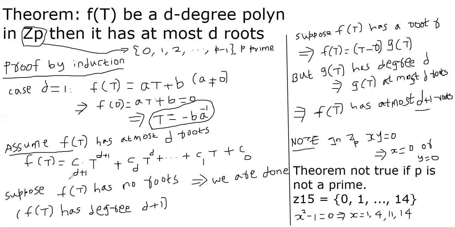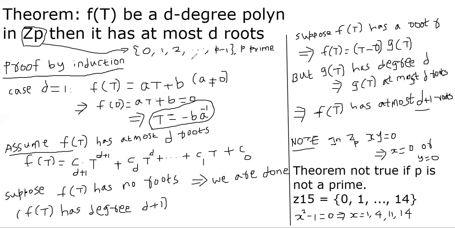So consider a d plus 1 degree polynomial. It is nothing but c_{d+1} times t to the power d plus 1, plus c_d times t to the power d, and so on until c_0, where the c's are coefficients, constants. Now we consider this polynomial f(t). There are two possibilities, right? There are no roots or there are roots. If there are no roots, that means there are 0 roots, and we can clearly see we are done because 0 is less than or equal to d plus 1. At most d plus 1 roots. We are done.